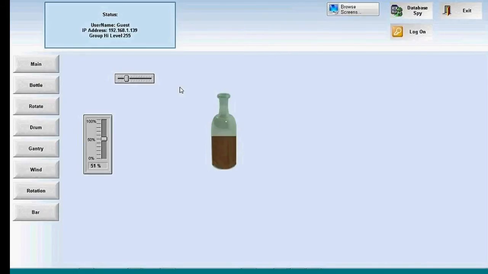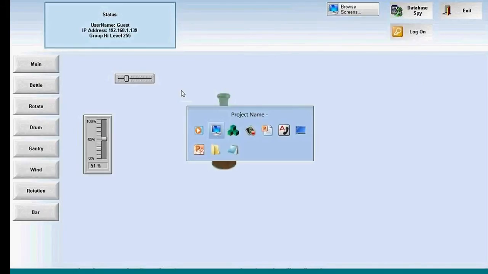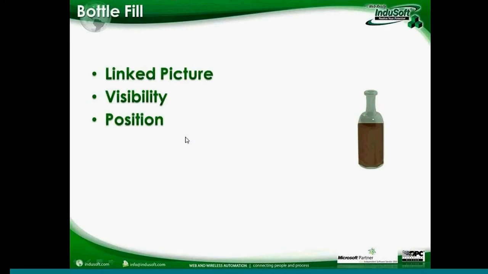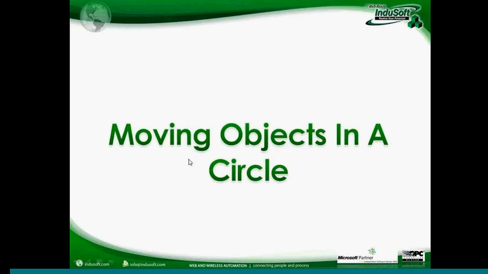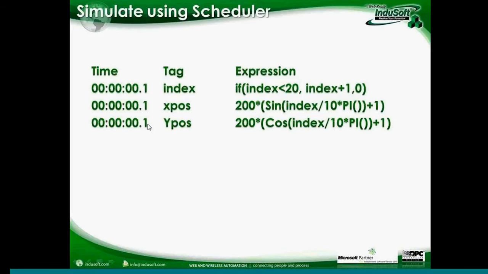Okay, so that's all I wanted to show you on the bottle fill and move, and show you how that's done, and show you some upcoming features that'll be in Service Pack 2. Now we're going to move an object in a circle, and in order to do this, we're going to start simulating some data using the scheduler.